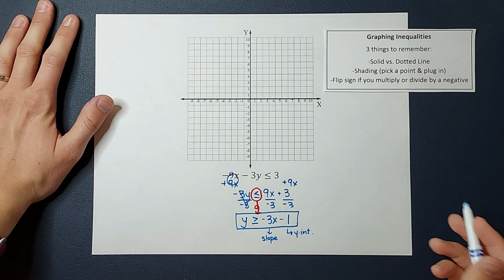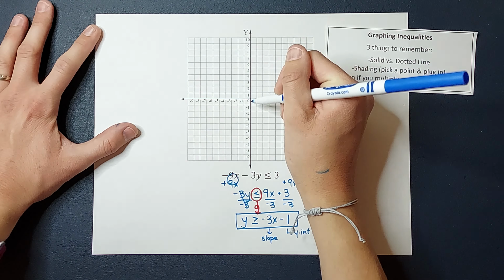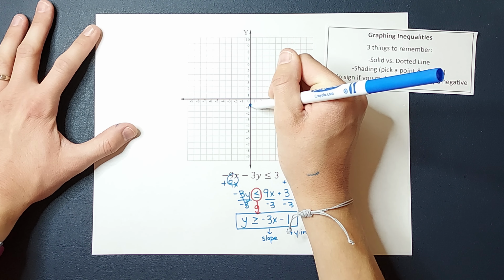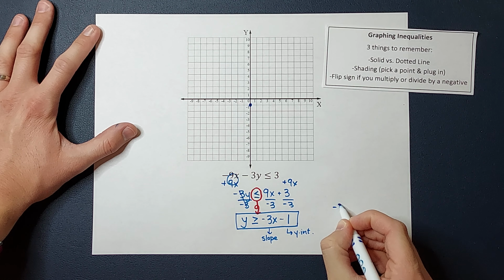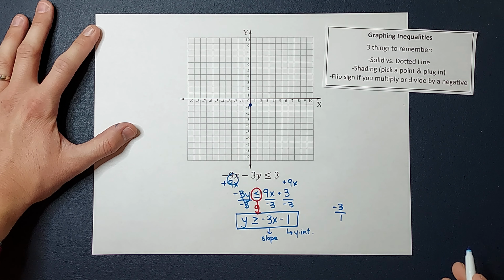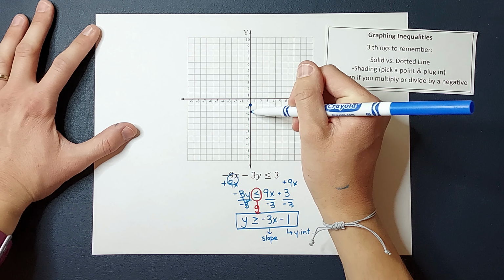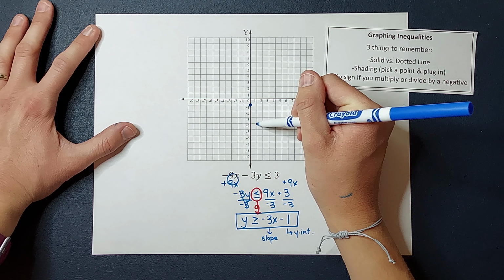All right, so I start with my y-intercept. Here's my y-axis. My y-intercept is negative 1, so right there. Then my slope is negative 3, or we can think of it as negative 3 over 1. Right? So I'm going to go down 3, 1, 2, 3, right 1.